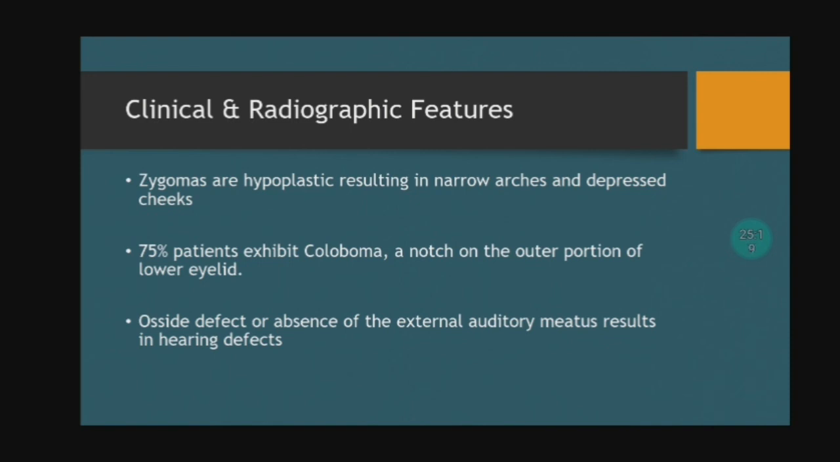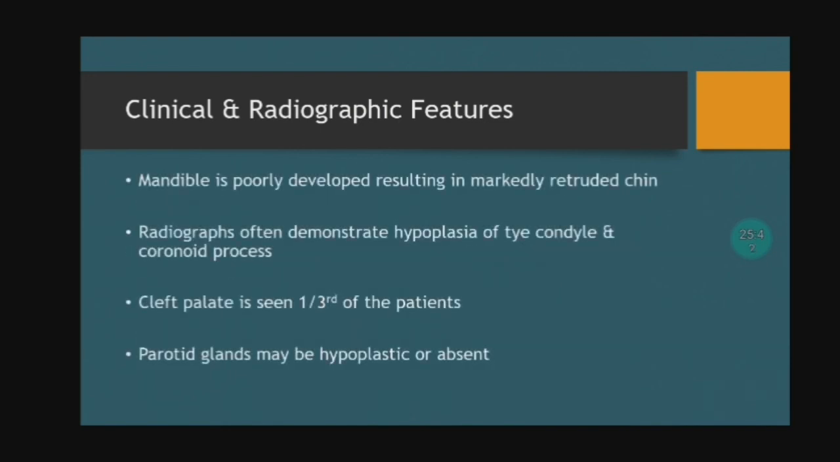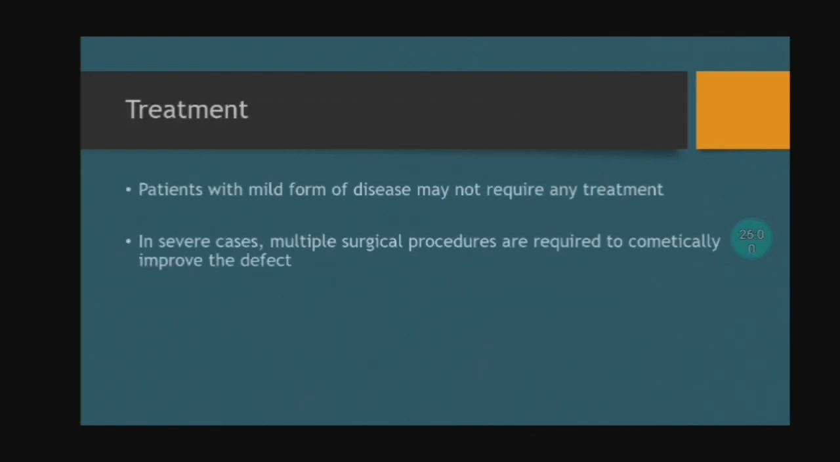Zygomas are hypoplastic, resulting in narrow arches and depressed cheeks. 75% of patients exhibit coloboma, a notch on the outer portion of the lower eyelid. Malformation or absence of the external auditory meatus results in hearing defects. The mandible is poorly developed, resulting in a markedly retruded chin. Radiographs often demonstrate hypoplasia of the condyle and coronoid process. Cleft palate is seen in one third of the patients. Parotid glands may be hypoplastic or absent.